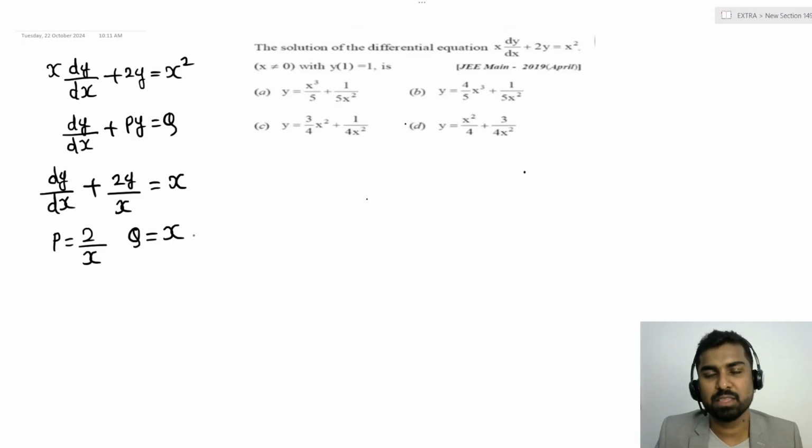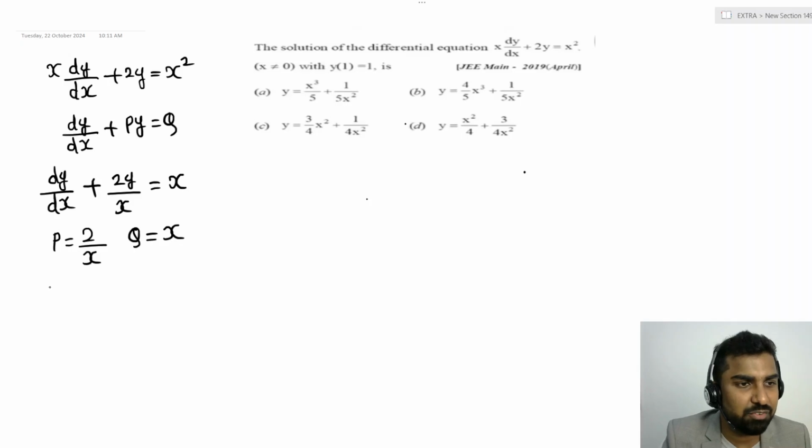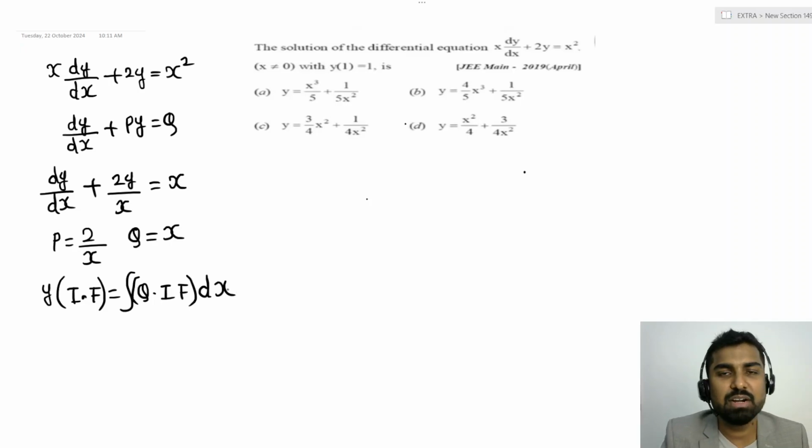Now we have the formula: y into integrating factor equal to integral of q into integrating factor dx. In order to solve this, the first and topmost priority is the integrating factor. We know how to calculate the integrating factor: e to the power integral of p dx.